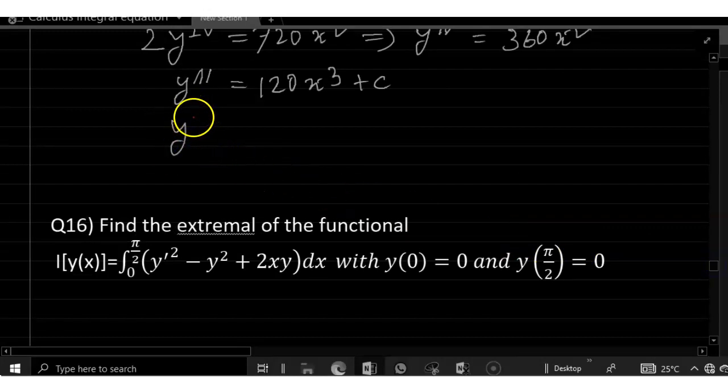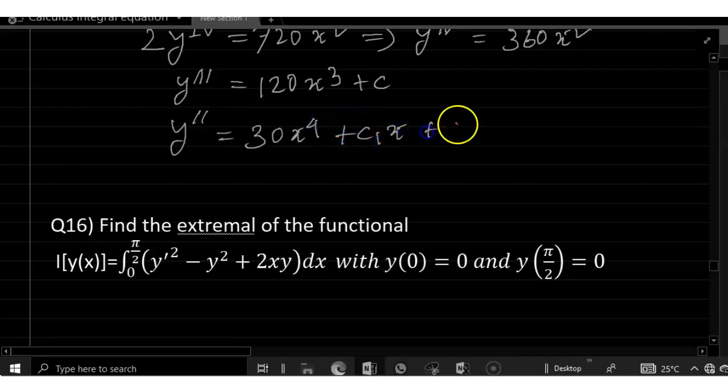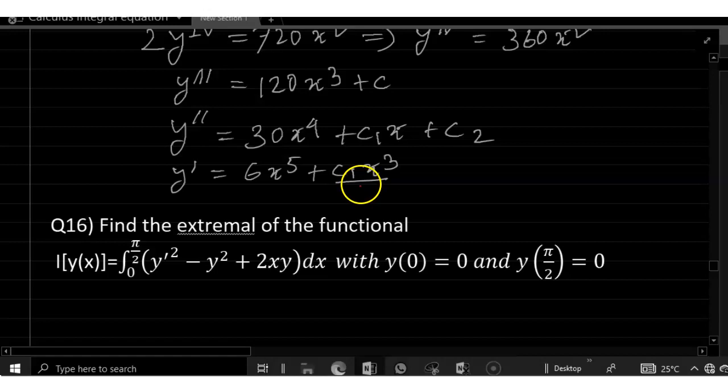So y triple dash and y double dash equals 30x to the power 4 plus c1 x plus c2, and y dash equals 6x to the power 5 plus c1 x cube divided by... x square divided by 2 plus c2 x plus c3.